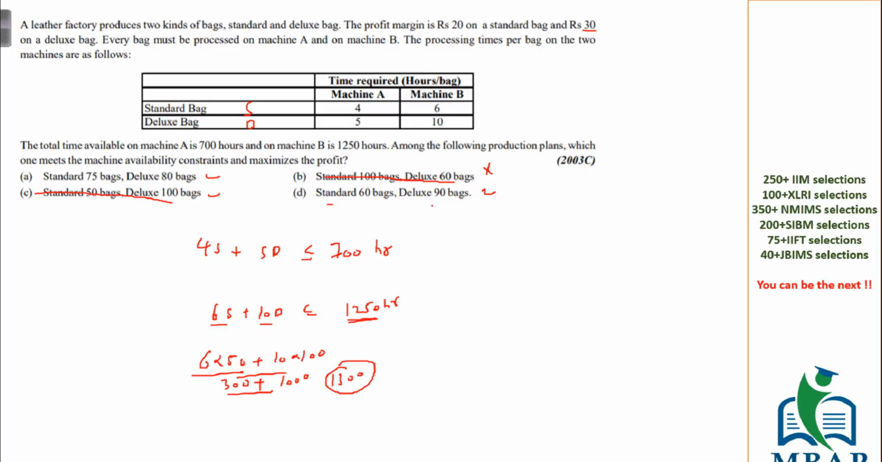If I look at option D, it says 60 into 6, where 6 is the number of hours in B, plus 90 into 10. This is 360 and this is 900. 360 plus 900 is 1260, which is more than 1250. So option D will also not be the answer. The only available answer will be option A.